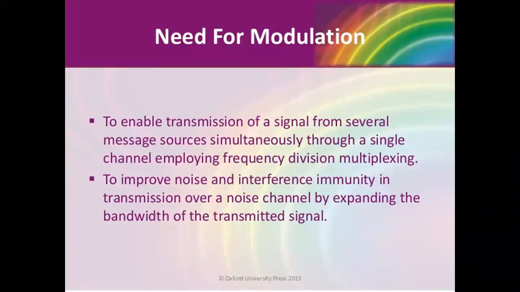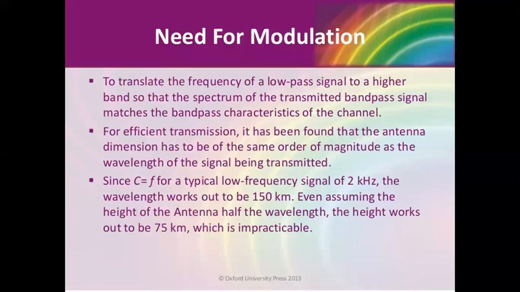So now you can cover the 5 points. The first point is, in order to translate a low pass signal to a high pass signal, there is a need for modulation. For efficient transmission, the height of the antenna is very low. That's why there is a need for modulation.